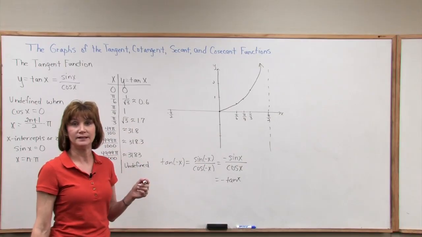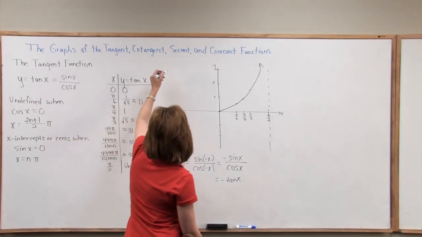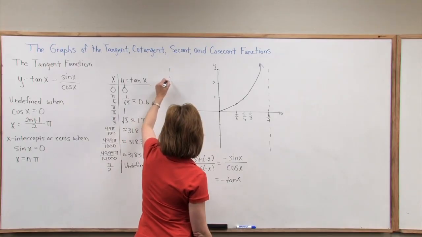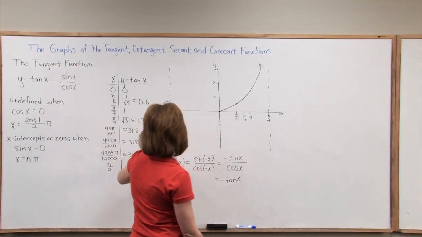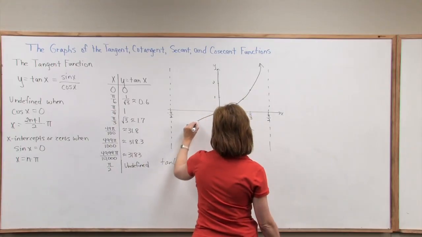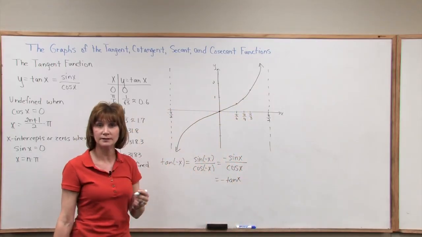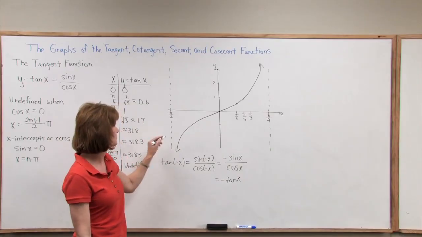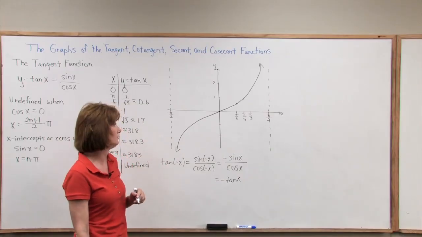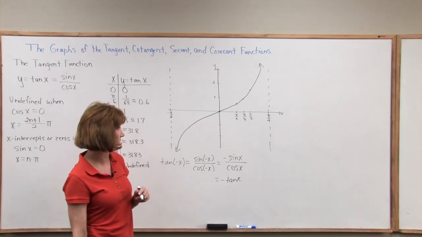What does that mean? It means that the graph is symmetric about the origin. So we can get another piece of the graph. Remember, it's undefined at negative pi over 2. And if I reflect this part about the origin, the graph looks like this. So here's one cycle or period for the tangent graph between negative pi over 2 and pi over 2. We call this cycle the principal cycle.